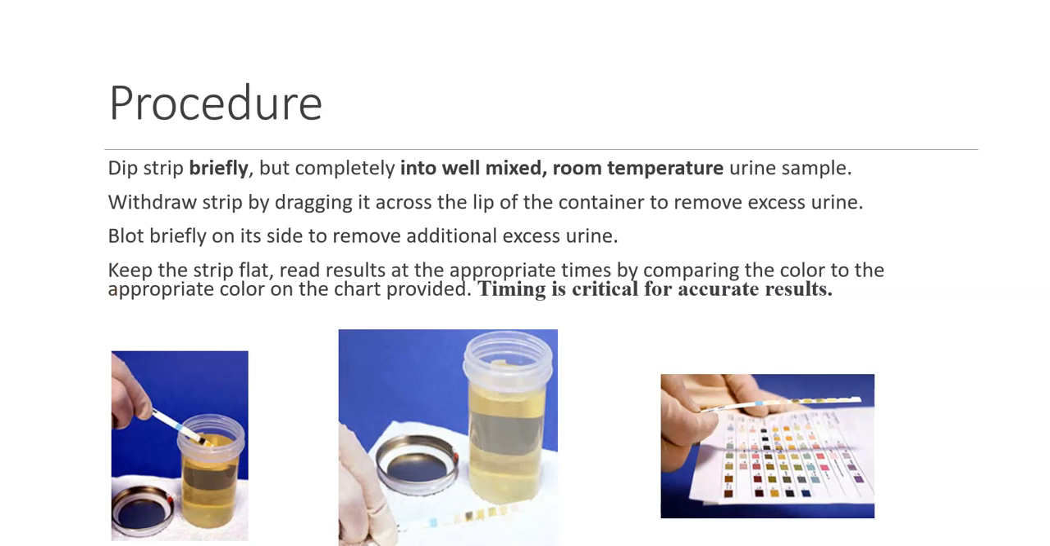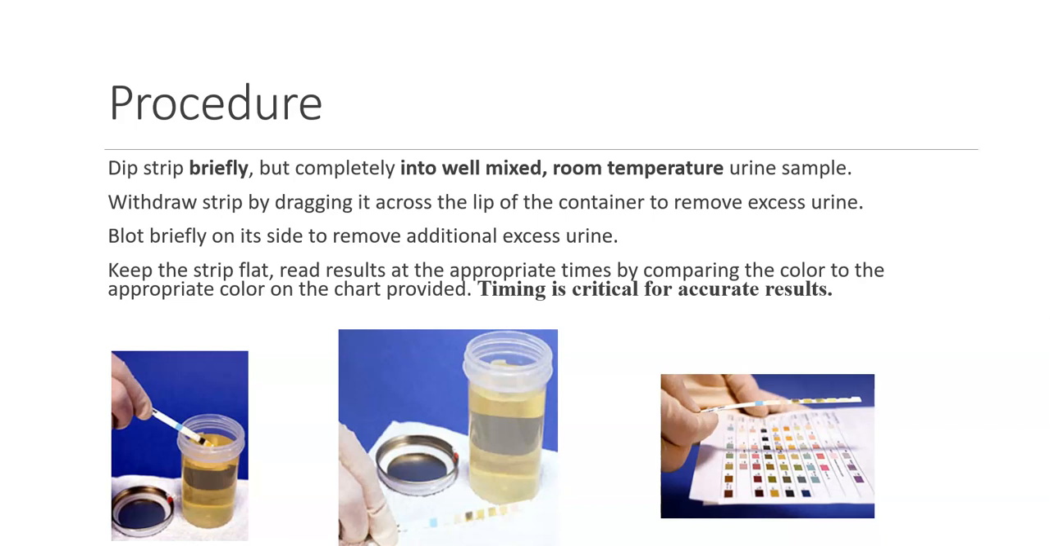The proper procedure for using these dipsticks is to dip the strip briefly and completely into a well-mixed, room temperature urine sample. Again, I can't emphasize enough that when you briefly dip it, you don't swirl it around like a spoon, because those chemicals then can leach out of the pads. The urine has to be well mixed prior to testing, because, as I said, the heavier elements, red cells and white cells, will fall to the bottom, which may result in a false negative and a misdiagnosis of a patient. And again, it must be at room temperature. If it's been stored in the refrigerator, then it has to come to room temperature before you can test it.